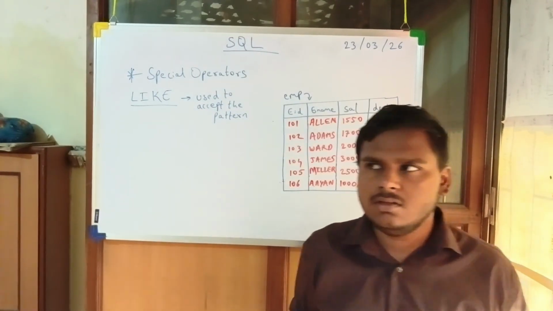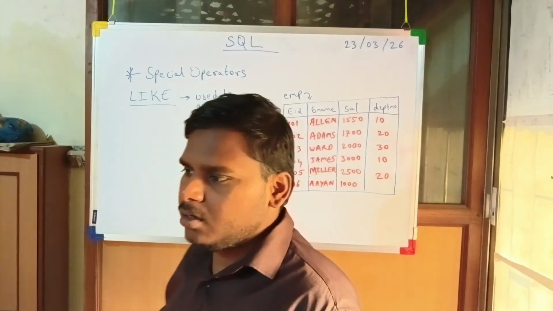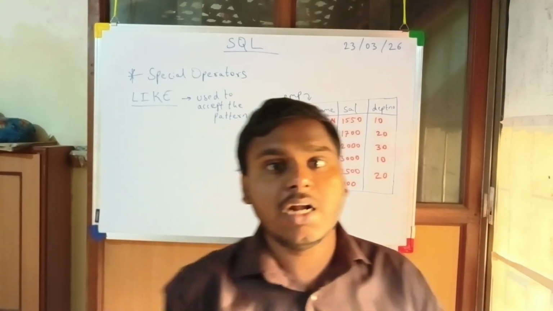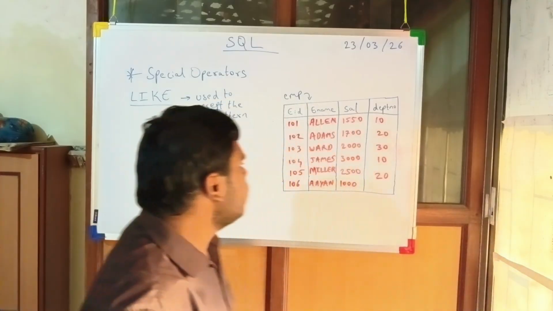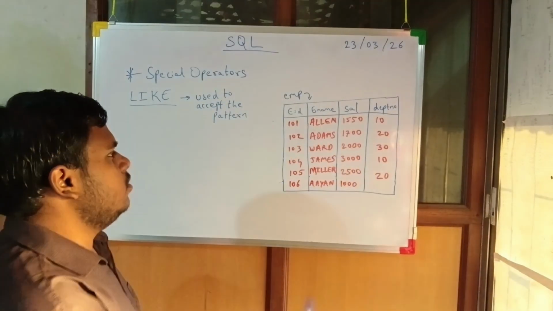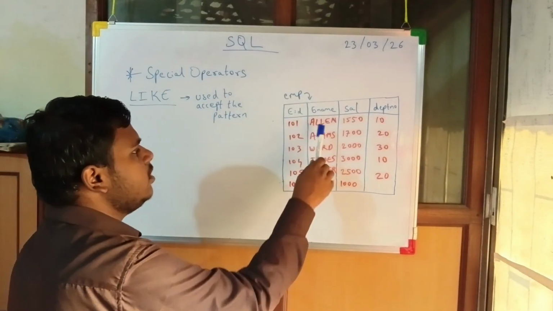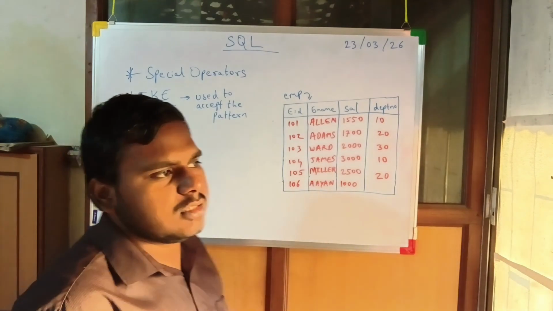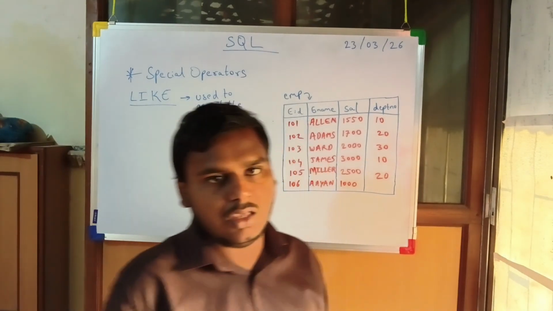Pattern means, let's say I ask you a question to display the details of employees whose name starts with A, means the first character should be A. So by looking at the table, which are there? Alan is there, Adams is there, Ian is there. These are the names of employees whose name starts with A.